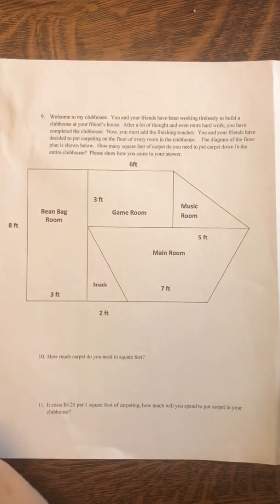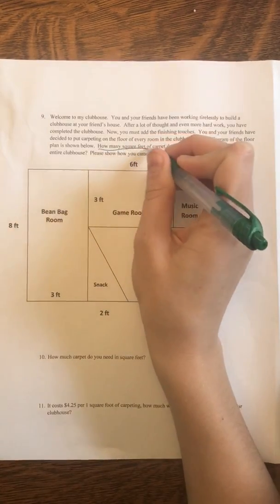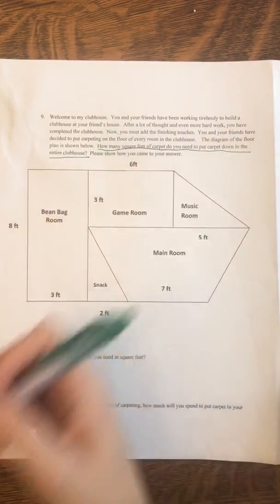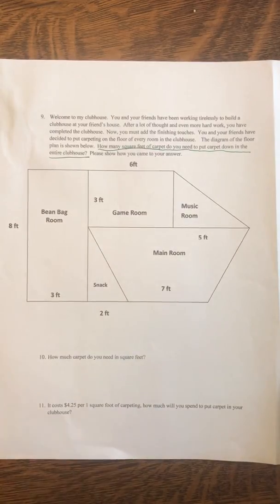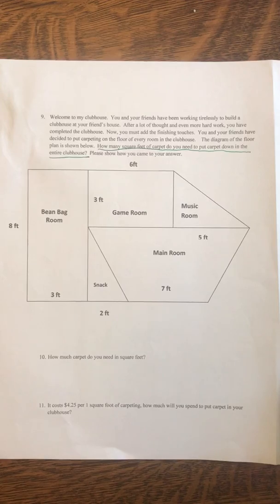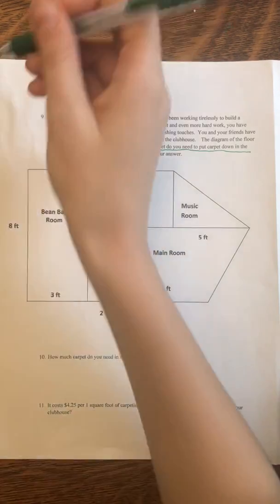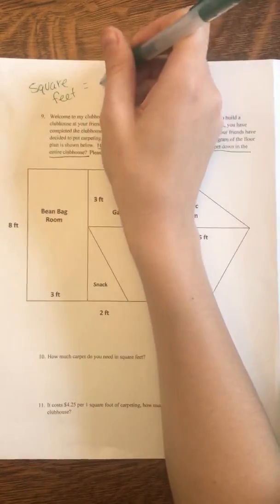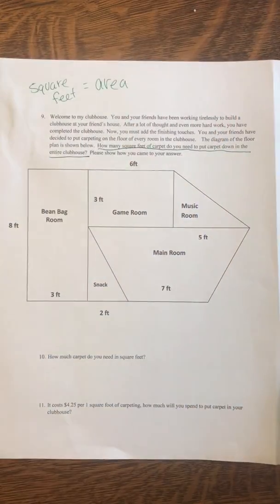Well, there's a lot of words in this word problem. Maybe that's why it's called a word problem. But let's just focus on what's the most important. How many square feet of carpet do you need to put carpet down in the entire clubhouse? This is really the only important sentence in the entire problem. Who cares that you're building a clubhouse? Not me. Who cares that it's at your friend's house? Not me. What I care about is how many square feet of carpet you need to put carpet down in the entire clubhouse. And when I see square feet, I know I'm looking for area. Square feet means area. So I need to find the area.